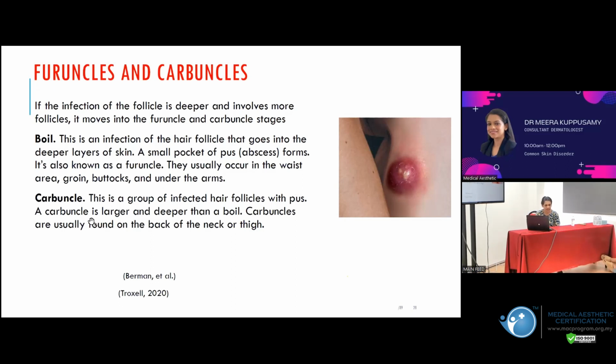Carbuncle is an even larger form of boil. It is a lot of hair follicles that are involved with pus, and it's very deep, and usually on the nape of the neck or at the buttock. And most of the time, the patient has diabetes. So this one definitely needs a surgical wound debridement or saucerization.